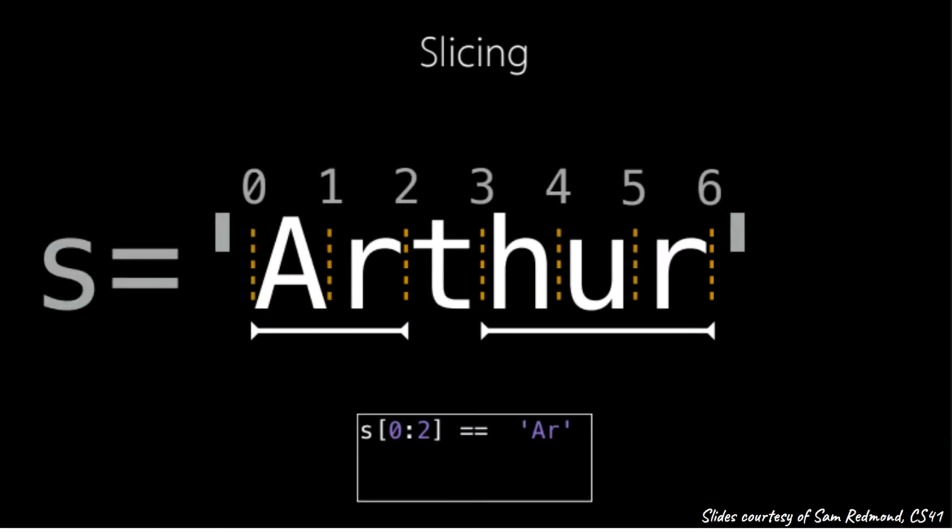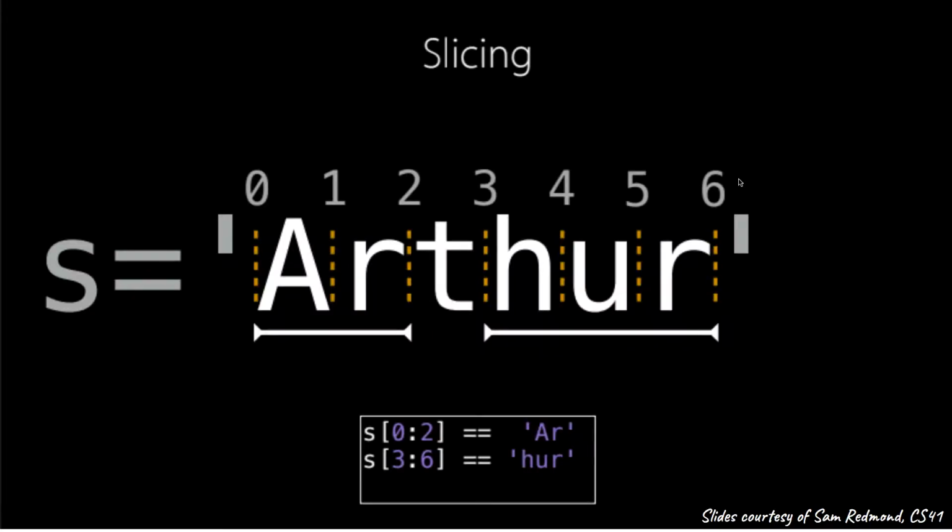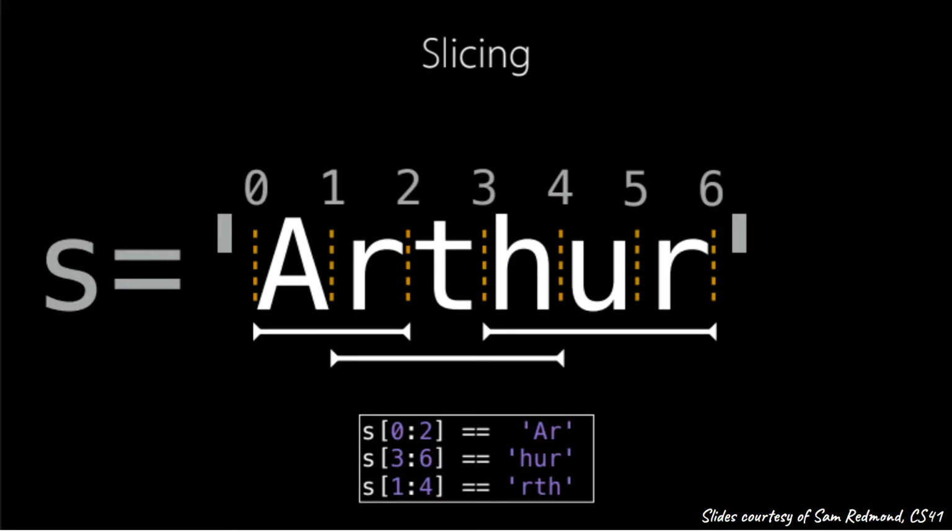Now, if I want to get HUR, then similarly, we know that we're starting at index 3 and the very last one is index 6, and it's not inclusive, so I'll just say S from 3 to 6 equals HUR. And then lastly, if I want to do R through H, I can just do 1 to 4. Any questions on this?